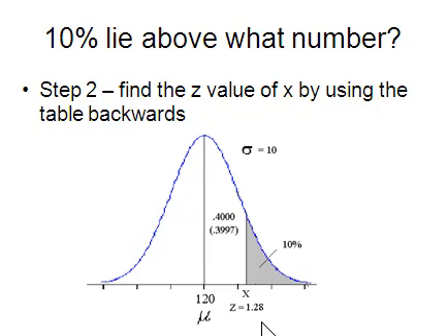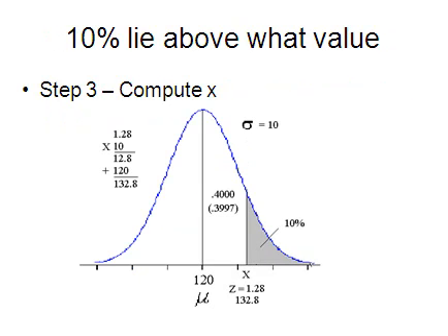Now you'll remember the definition of a z-value is the number of standard deviations a value is away from the mean. So this x is 1.28 standard deviations above the mean. Since the standard deviation was 10, 1.28 standard deviations is 12.8. So I'm 12.8 above the mean, or 132.8. So for the number 132.8, 10% of all of the values lie above that number.